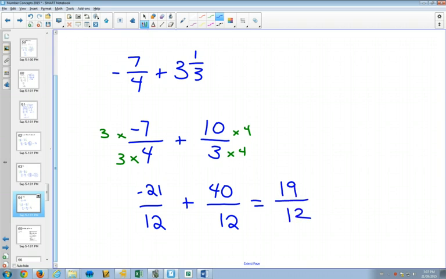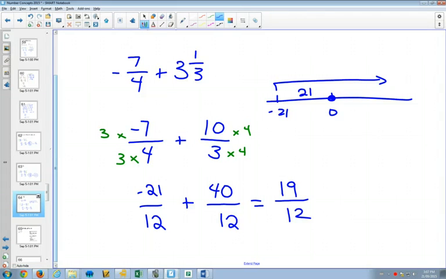19. Again, I think about my number line. I think if I start at negative 21 and I need to add 40, I need to go this way 40. One of the things that I do for mental math when I'm trying to figure this out is I say to myself, well, it's going to take me 21 just to get to 0. And I need to go 40 in total. Well, what else do I need to add to make sure that I go up to 40? I need to go 19 more. And that's how I know I end at 19.